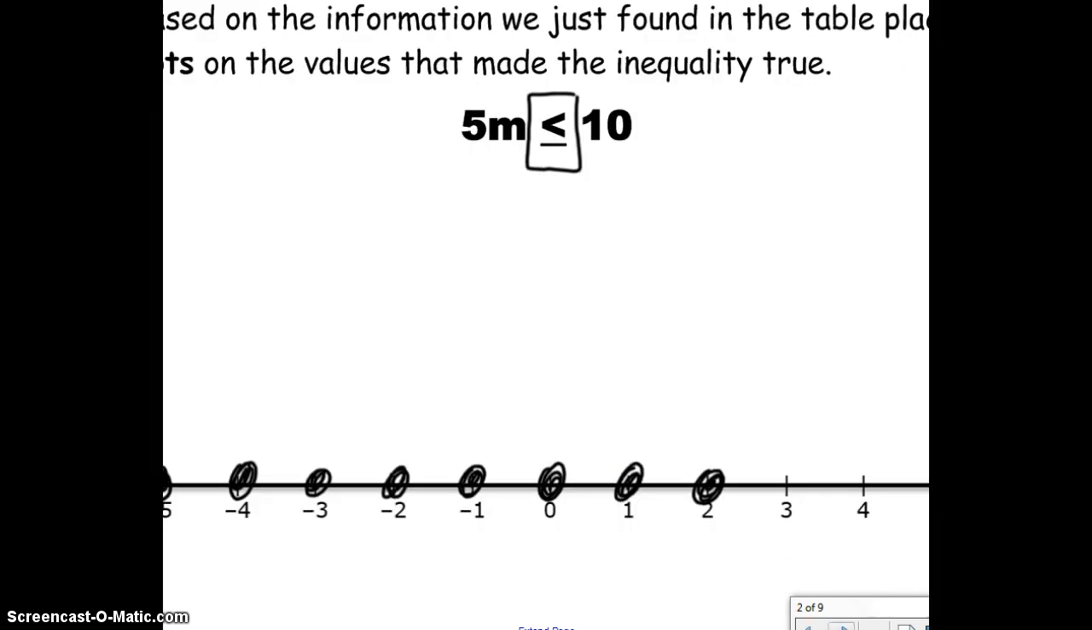On a number line, we showed our inequality to be at 2, 1, 0, negative 1, negative 2, negative 3, and so forth. We did not use any of the numbers to the right of 2.